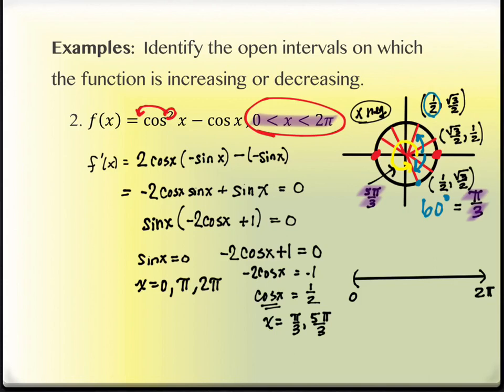So which one comes first? Pi over 3. Which one comes second? Pi. And the third one then would be 5 pi over 3.